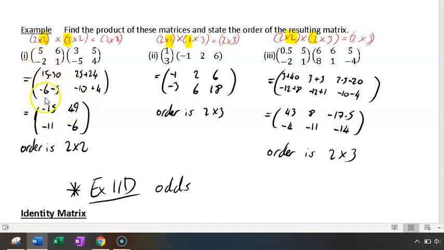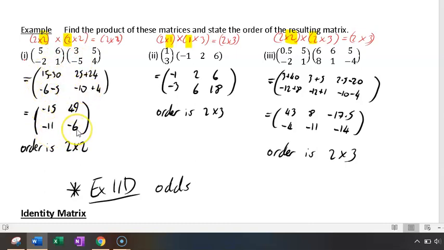Okay, this element here, to get this element here, this is my second row, first column. So my second row times my first column. So minus 2 times 3 gives you minus 6. And 1 times minus 5 gives you minus 5. Add those, you get minus 11. And the working out's there again.